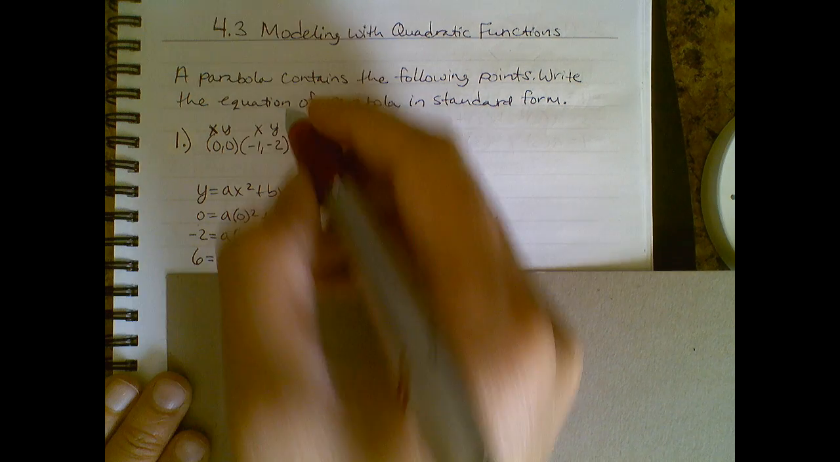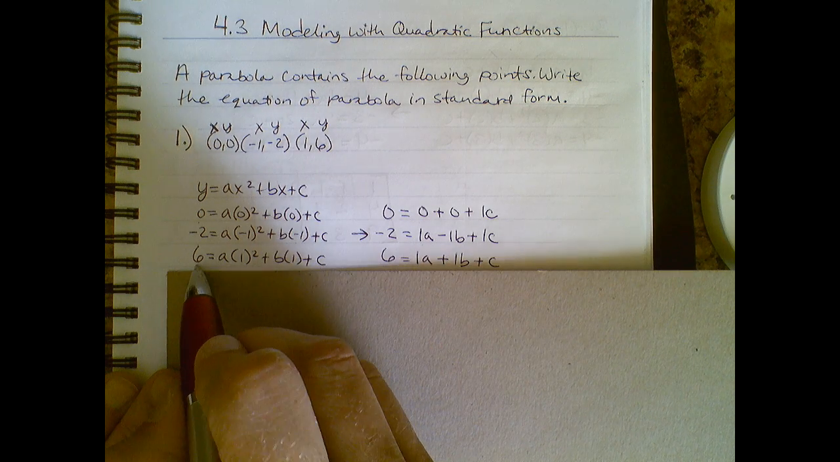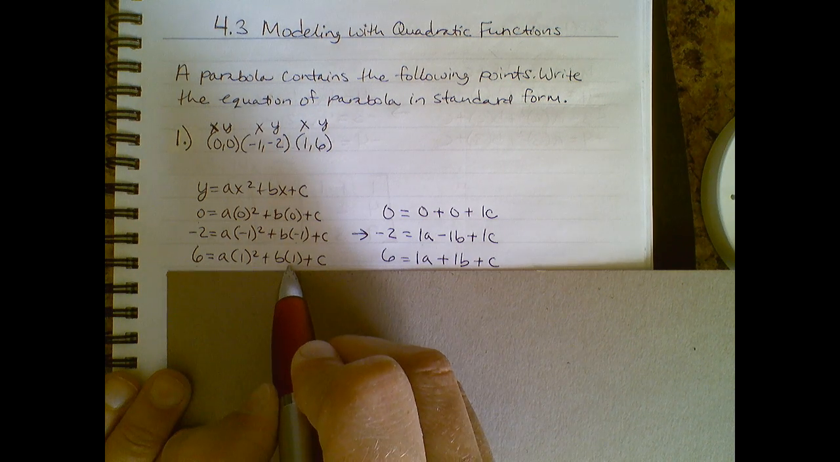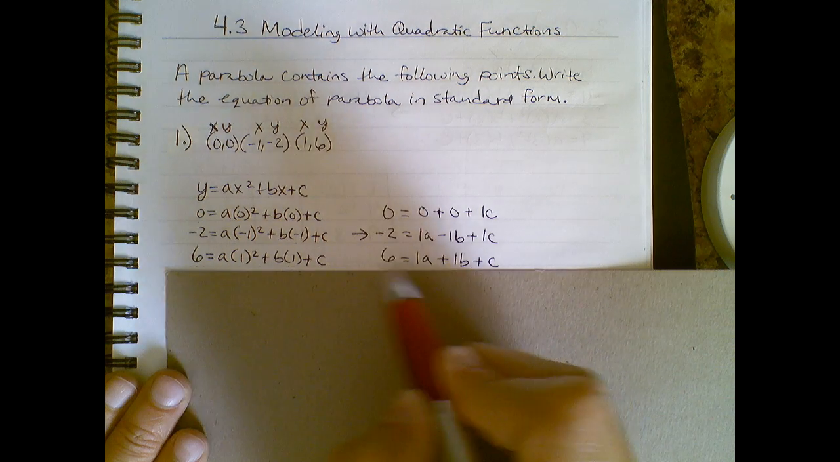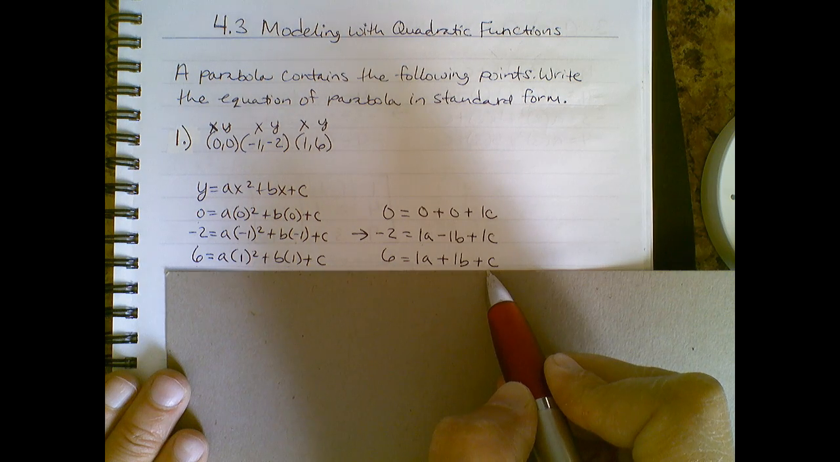And then I plug in my x is 1 and my y is 6. So I have 6 here, plug in 1 for my x's. So 1 squared is 1. 1 times b is 1b, no number in front of the c, so I just put a 1 there.